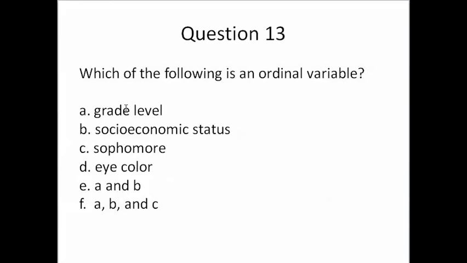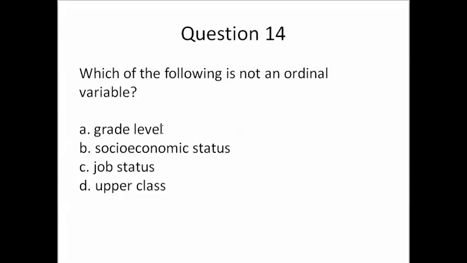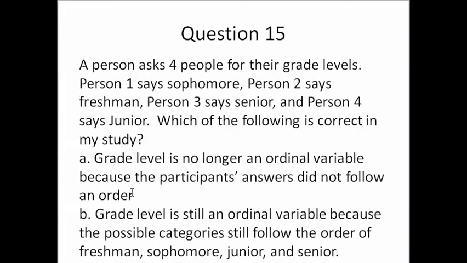Different people have different grade levels. It varies. And also the different grade levels follow an order from lowest to highest. Different people have different socioeconomic statuses, so it varies. And there's an order from lower, middle, upper class. So these two are the ordinal variables, A and B. Upper class is a data value. It's not a variable. So it's not an ordinal variable. The other three are, though. So D is the answer for this one.